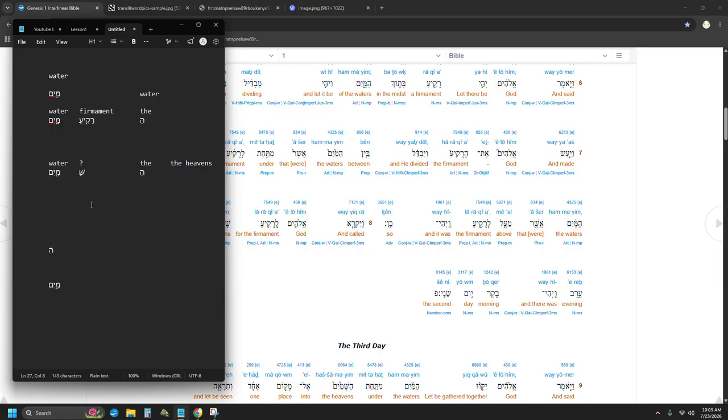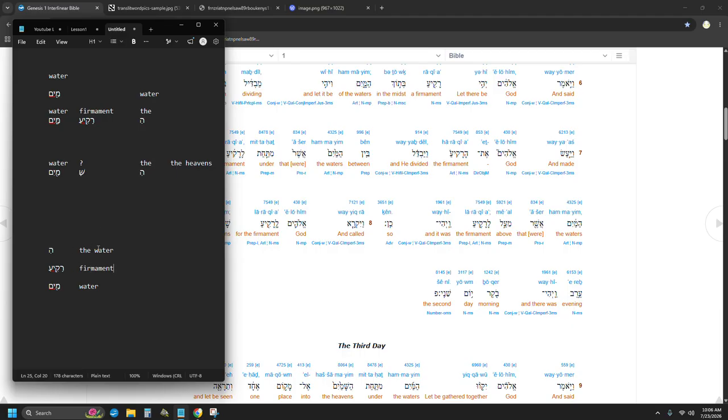Like this. And take the firmament and put it in the middle. And now we know what these words mean. This is the, but it can also be water. This is water. This is the firmament. And now we've done just what He said to do.